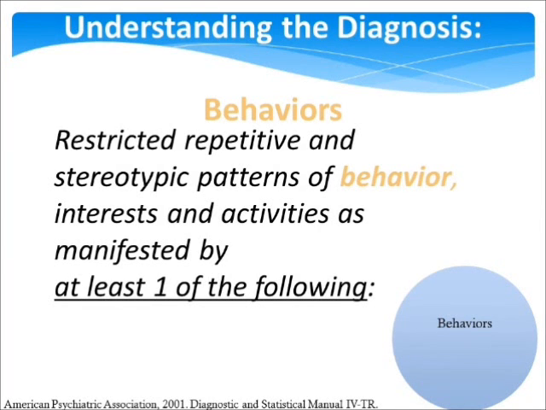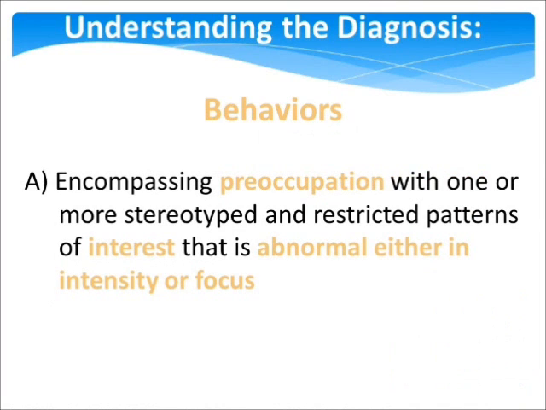The last defining characteristic of ASD is restricted, repetitive, and stereotypic patterns of behavior, interests, and activities. This deficit must be manifested in at least one of the following criteria. First, a child must exhibit strong interest in a specific topic or toy. Many children with ASD gravitate towards numbers, letters, and colors in their play and communication with others. Some children become fixated on videos and will watch the same segment of a video repeatedly.